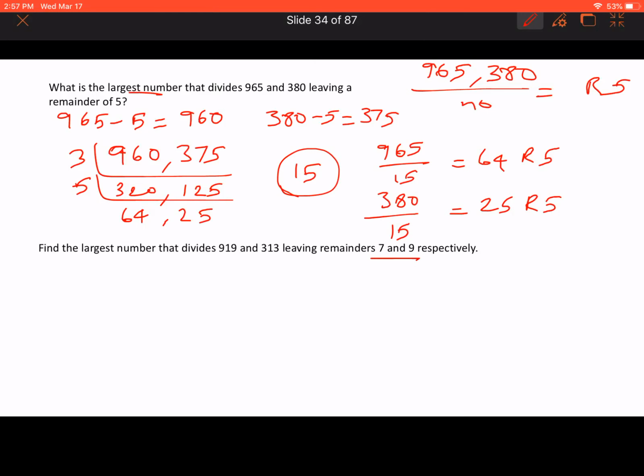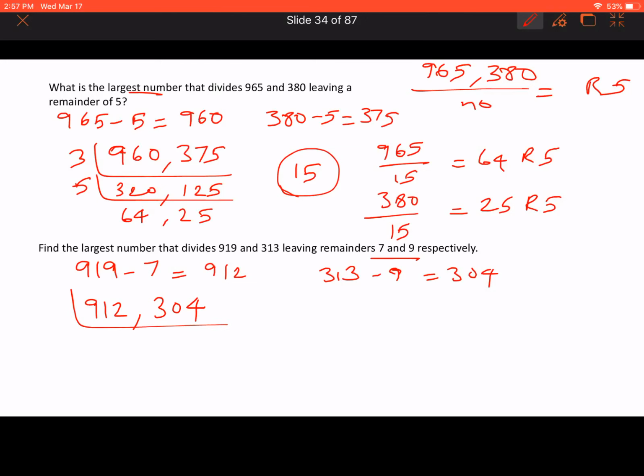Next question, again there are going to be 2 remainders. As we saw in the smallest number problem, here also the two numbers 919 and 313 are going to leave remainders 7 and 9 respectively. There is no problem, because we are just going to subtract the remainders from the numbers initially, so we are not changing the procedure. We subtract and then proceed to find the GCF.